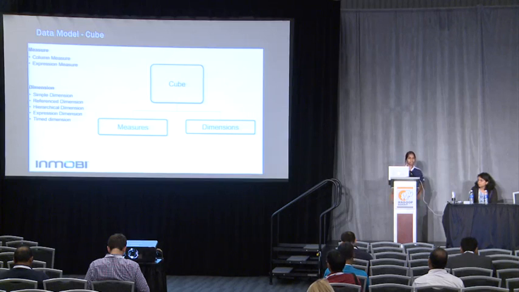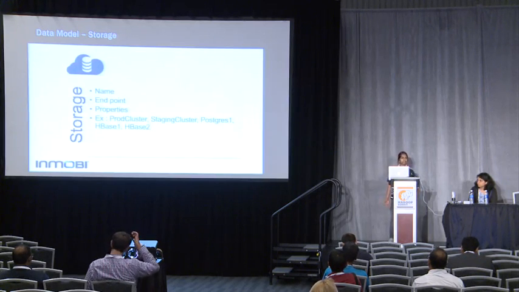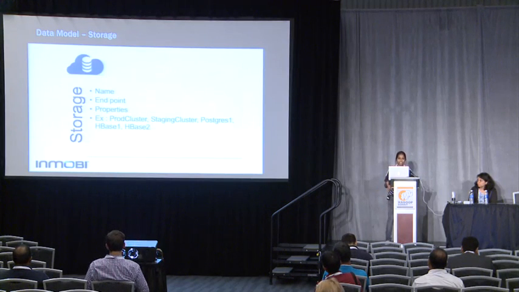And then again, an expression dimension, which is an expression over existing dimensions, or a time dimension where the user can actually give a time range for the dimension. Some of these concepts are actually taken from Mondrian. I'll just go over the next one. So the storage will have a name and an endpoint and some properties. For example, the prod cluster and what is its name node endpoint, or an HBase cluster and what is its endpoint, or a Postgres DB and what is the server, where is it running.